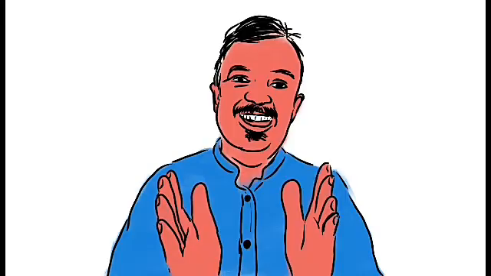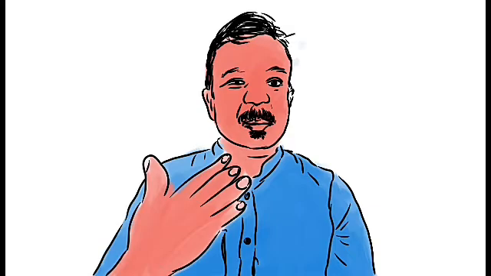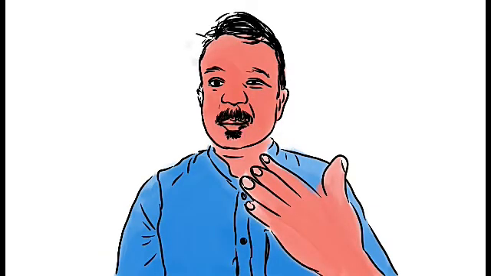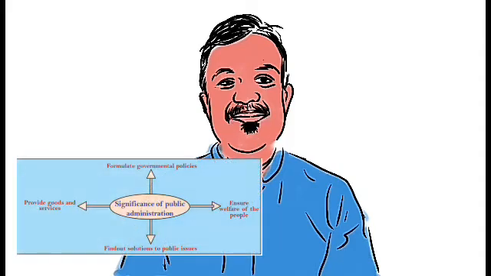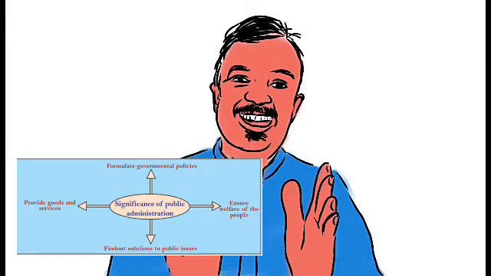Government tries to find solutions to various problems and ensure the welfare of the people through public administration. That's the aim of the government. That's the importance of public administration. Government is trying to solve the problems of the people and ensure the welfare of the people through public administration. A diagram is given there in our textbook showing the significance of public administration. What are you seeing in that diagram?